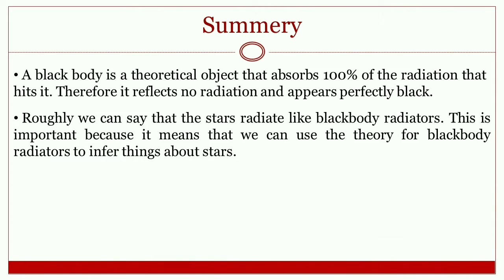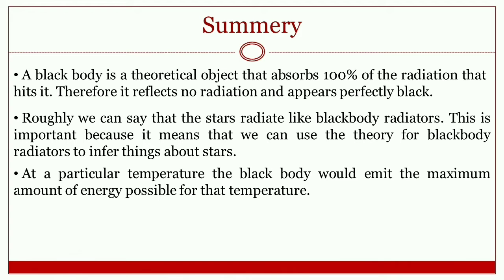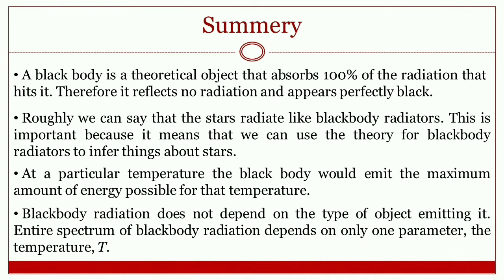So, summary. So what we have studied till now. A blackbody absorbs all radiation and reflects nothing, so it appears perfectly black. As stars radiate like blackbodies, we can use the concept of blackbody to study stars. At a particular temperature, the blackbody would emit the maximum amount of energy possible for that temperature. Radiation doesn't depend on the material of the object. The only factor on which blackbody radiation depends is temperature.